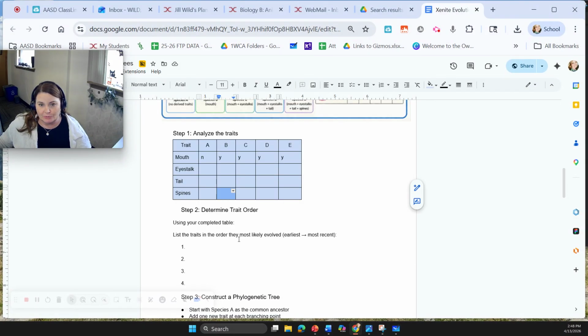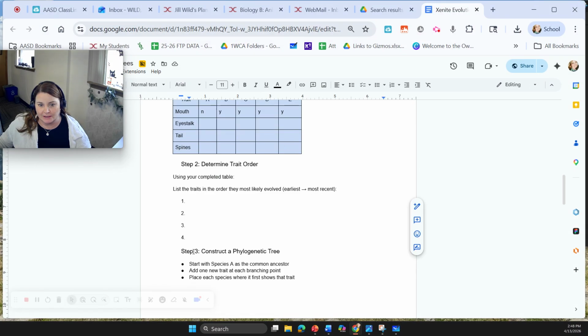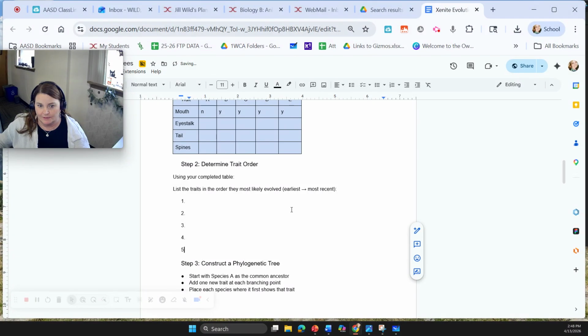Then you determine the order in which you think they evolved. And actually, I realize I need a step 5 here.